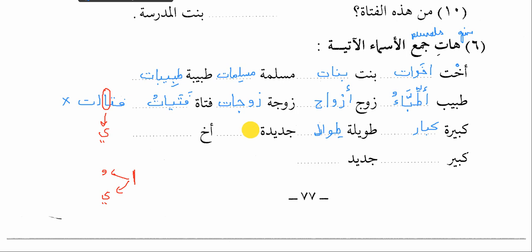Jadida, judud. Ikhwatun, pay attention to the spelling. Here it was akhawat, alif wa ta. Kabir, kibar. Or you can write kabirun. Else, not kabar, it's kibar. Jadidun, so you can say judud. Anything you can write here.